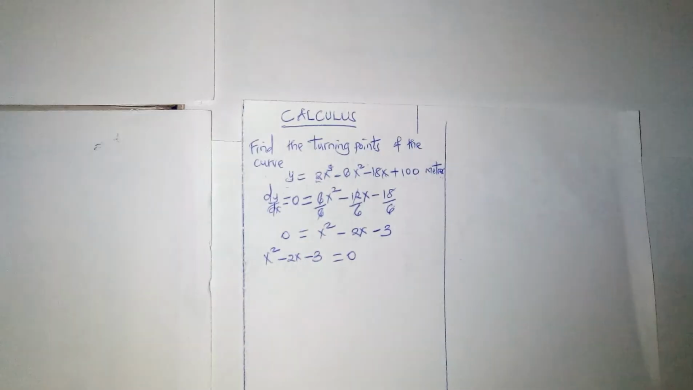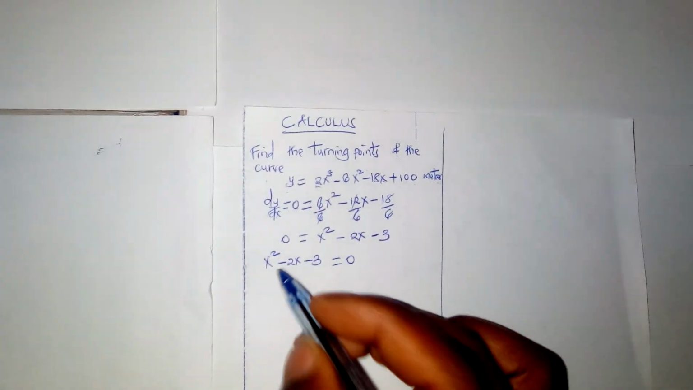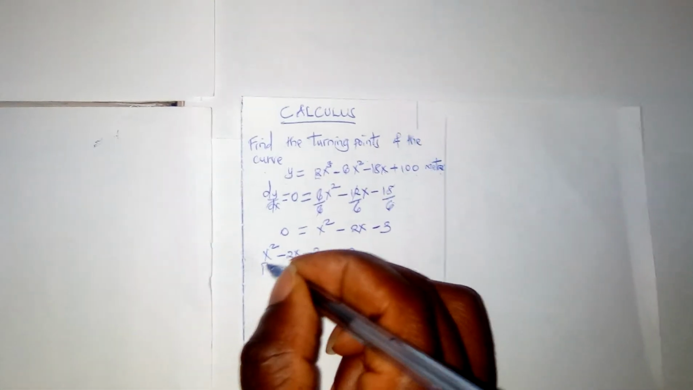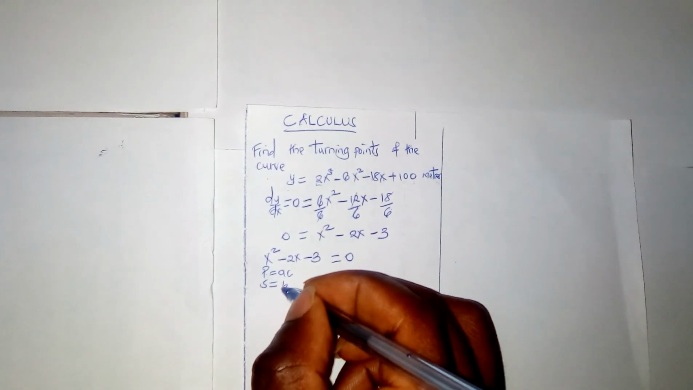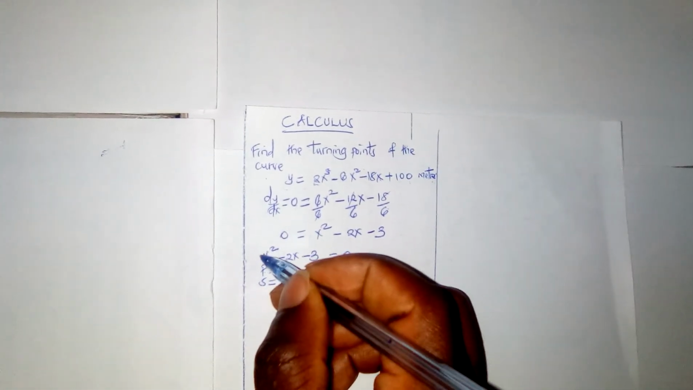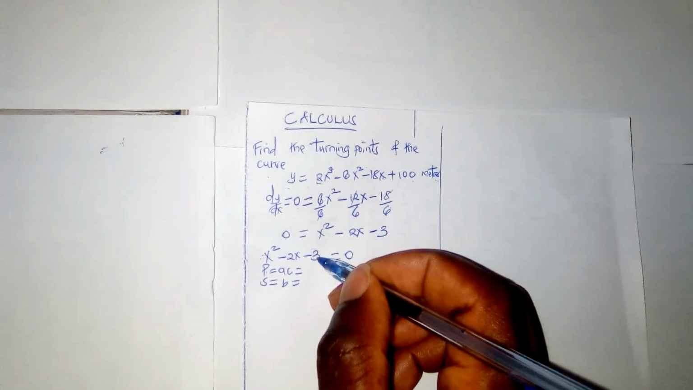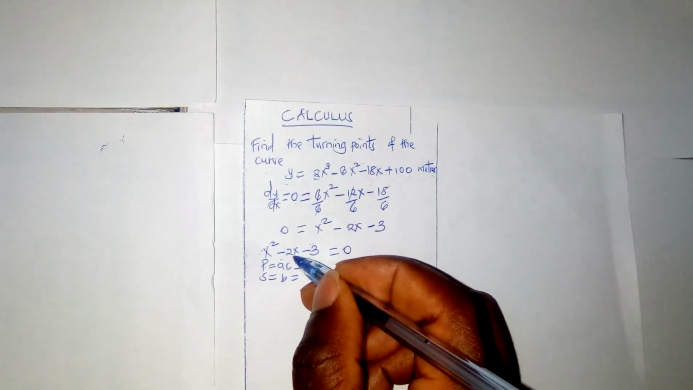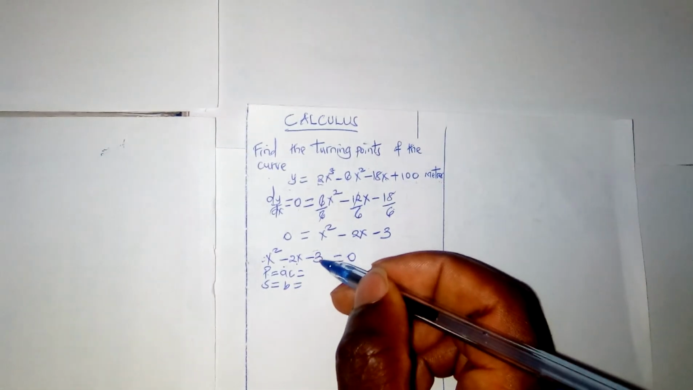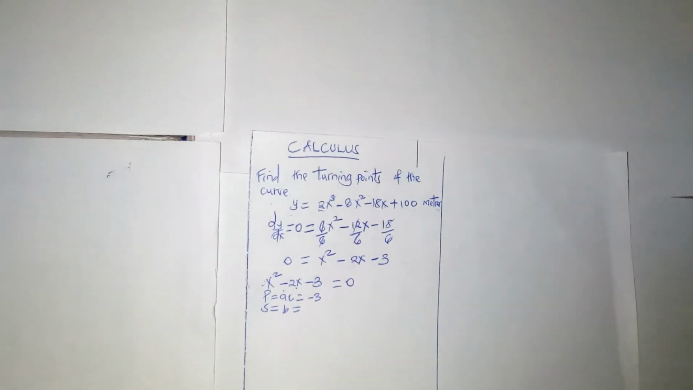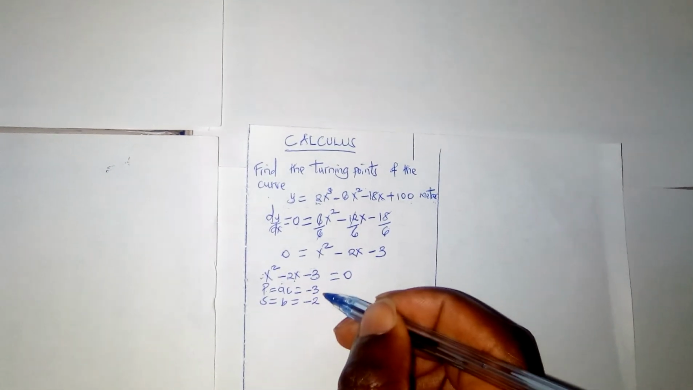Now, I can use several methods to get the values of x. The easy and best method is using the product-sum method. I'll be writing product and sum there. Product is just AC, then sum is just B. A is the coefficient of x squared, C is the constant, and B is the coefficient of x. So 1 times negative 3 is negative 3, product. Then the coefficient of x is negative 2, so you write negative 2 as the sum.